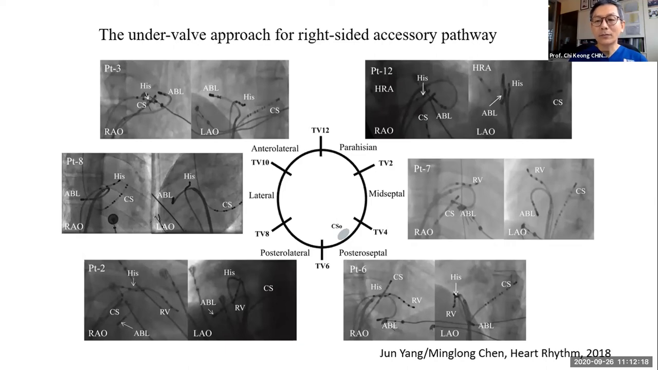There's a question. Maybe consider ICE. ICE would be useful too. Yes, very good. Consider ICE to look for where the thicker part is, perhaps. Good comment. ICE works to give you good visualization of the catheter tip tissue interface.